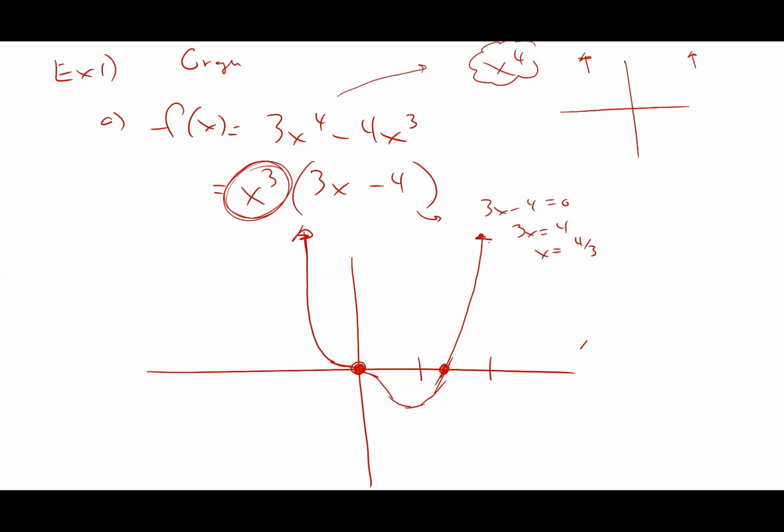So in behavior, where does it end? And then where does it cross the x-axis? That's kind of what we're interested in. Let's do one more real quickly here. I'll do the work for you. And then we'll go backwards one time.